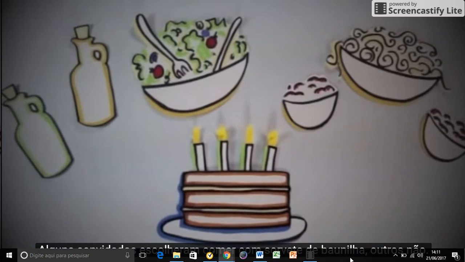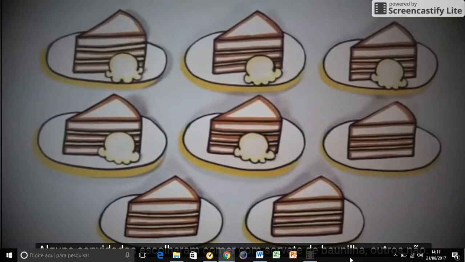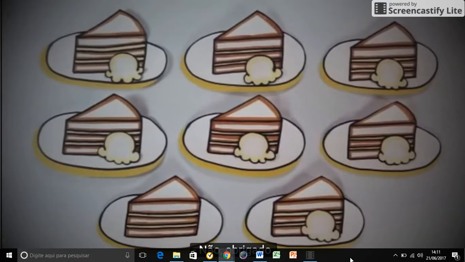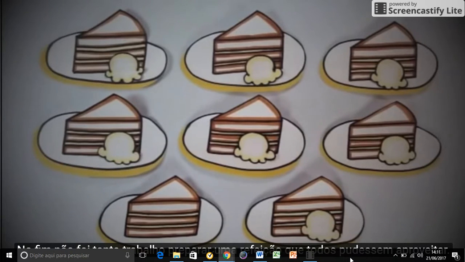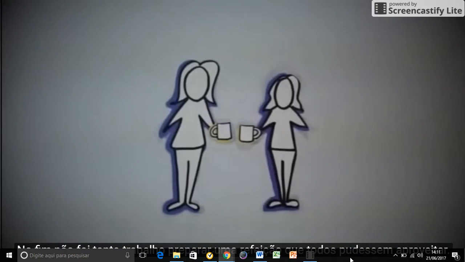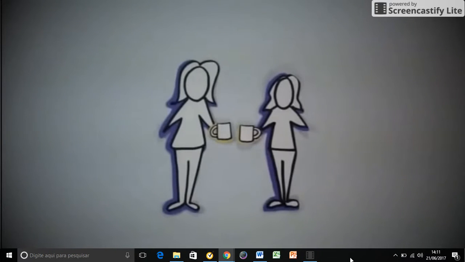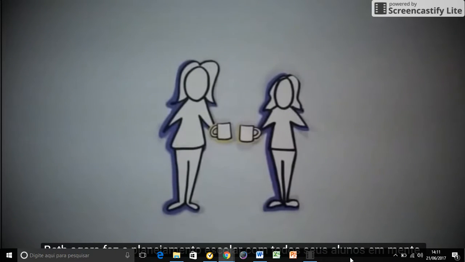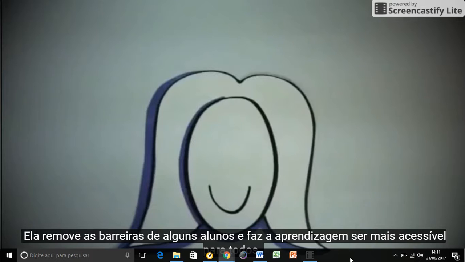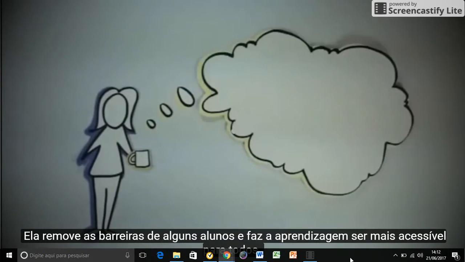Some guests chose the vanilla ice cream. Others did not. No thanks. In the end, it wasn't much more work to prepare one meal that everyone could enjoy. Beth now plans with all her students' needs in mind. She removes barriers for some students and makes the learning more accessible for all students.